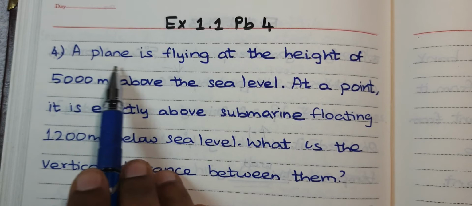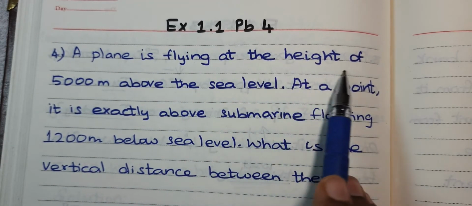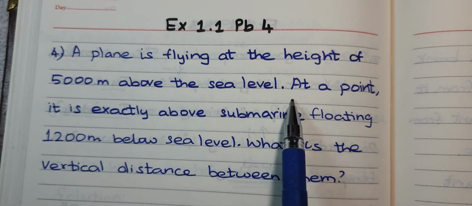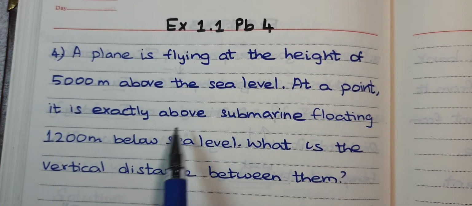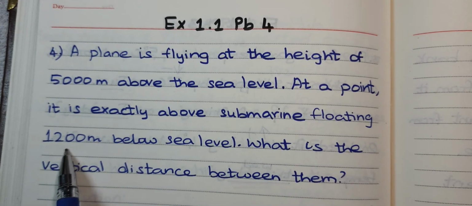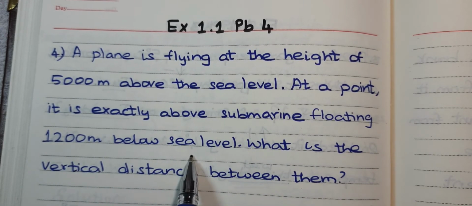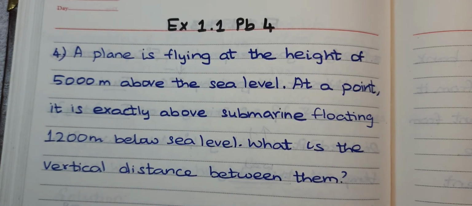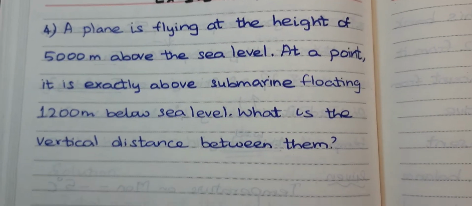Fourth problem: a plane is flying at the height of 5000 meter above the sea level. At a point, it is exactly above a submarine floating 1200 meter below sea level. What is the vertical distance between them? So what have they given?